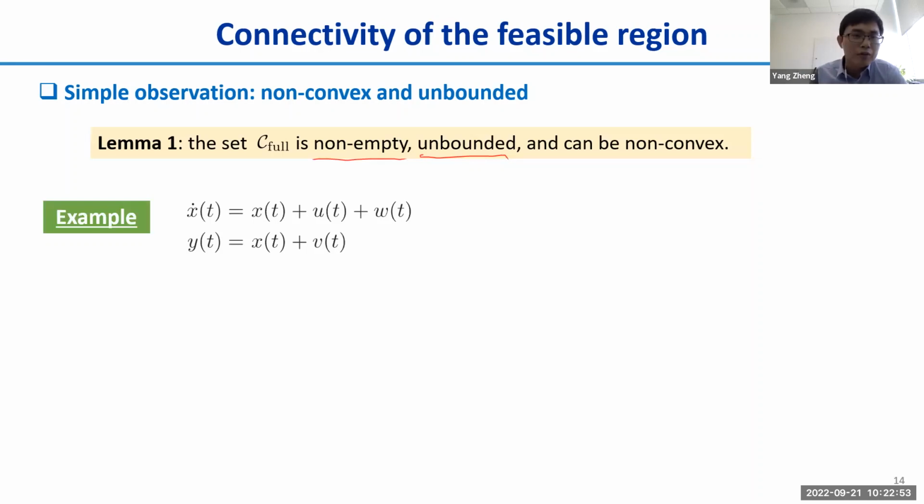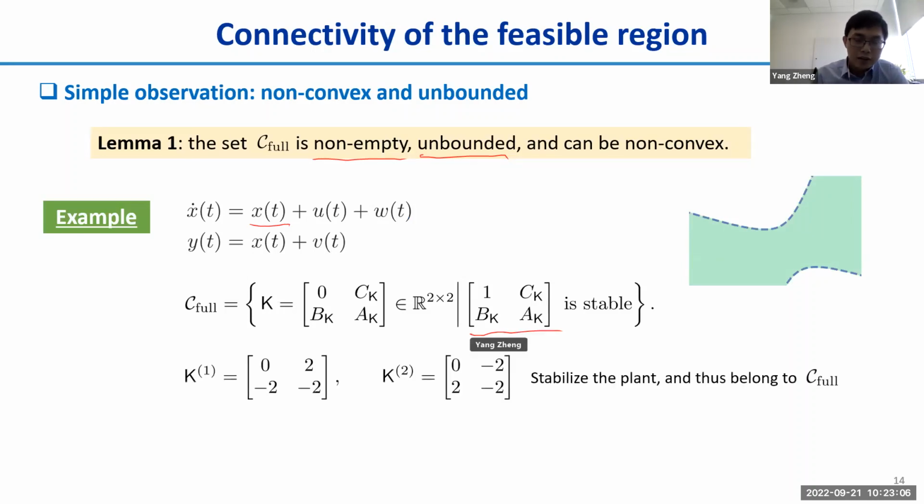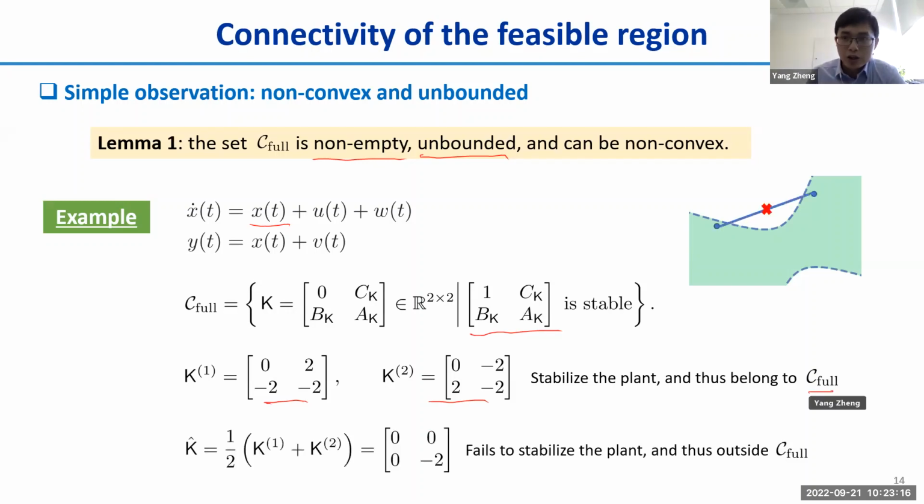And here I give you a very simple example. This is a scalar dynamic system. The state is just a scalar, a one-dimensional system. If you write down the condition, it basically means this matrix should be stable. Then you can directly check. You just look at two particular points. They stabilize the plant, so they are in this set. But if you take a convex combination, the resulting controller fails to stabilize the plant, and thus is not in the set. So the set of stabilizing controllers is non-convex. This is a very simple example.